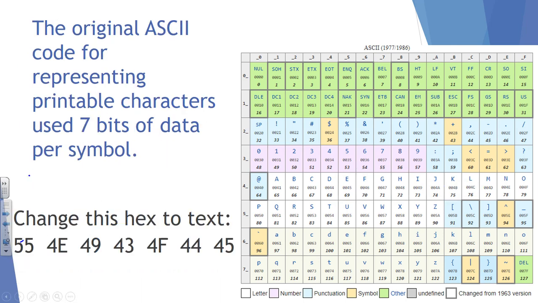The original agreed upon ASCII code represented all printable characters using just 7 bits of data. And since each bit is either a 1 or a 0, that means that there were 2 to the 7th, or 128 possible 7-bit binary numbers. And that means that there was a limitation of 128 agreed upon characters. Now 128 is good enough for most of the English language.